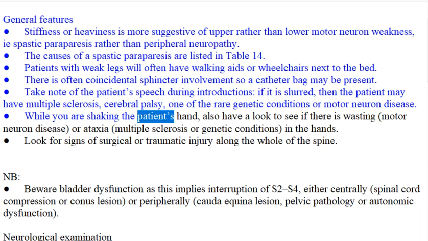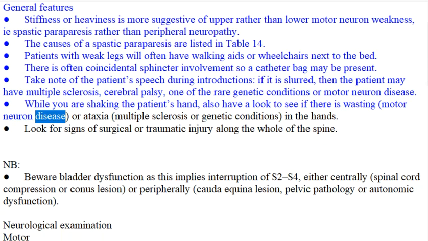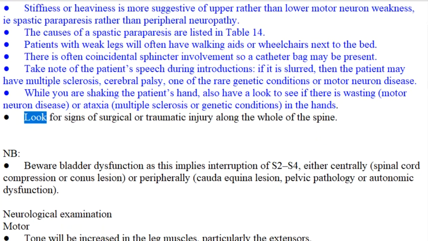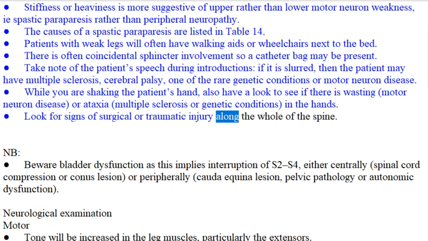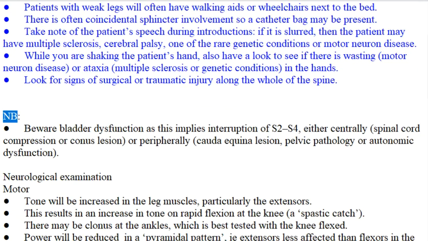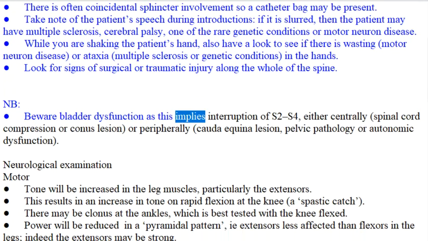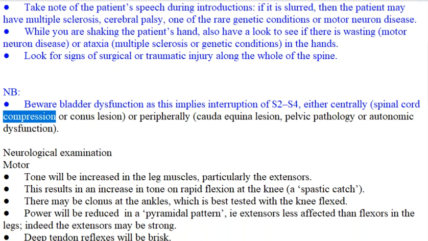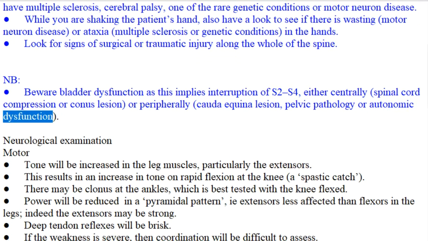While you are shaking the patient's hand, also have a look to see if there is wasting, motor neuron disease, or ataxia, multiple sclerosis or genetic conditions, in the hands. Look for signs of surgical or traumatic injury along the whole of the spine. NB. Beware bladder dysfunction, as this implies interruption of S2-S4, either centrally, spinal cord compression or conus lesion, or peripherally, cauda equina lesion, pelvic pathology, or autonomic dysfunction.